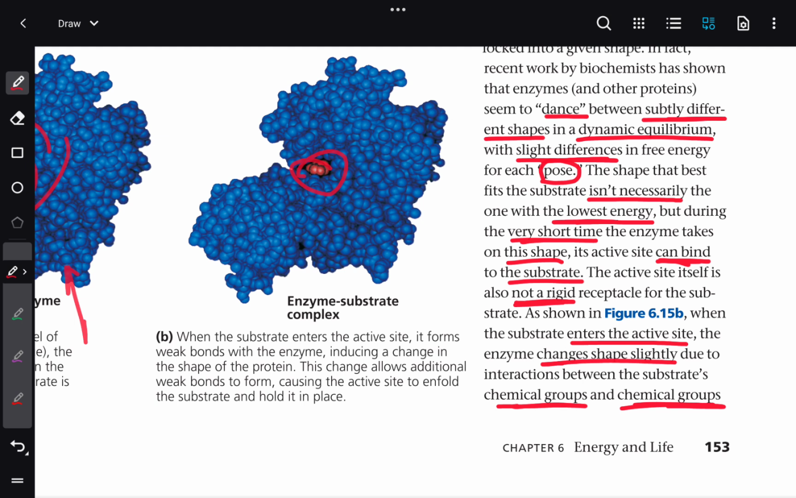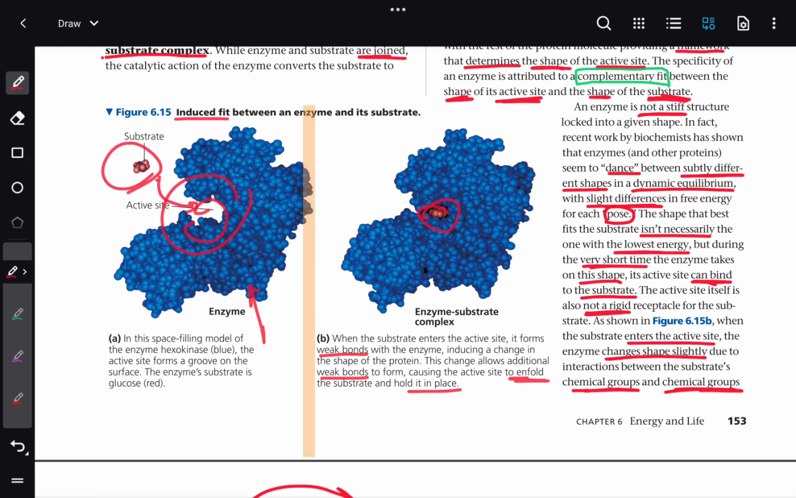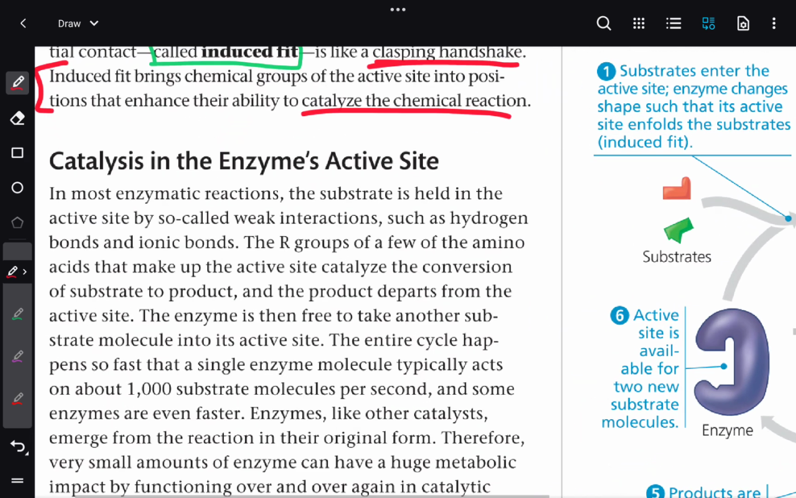Weak bonds. So we have to notice here that the bonds are weak bonds in the enzyme, inducing a change in the shape of the protein. This change allows additional weak bonds to form. So more weak bonds, causing the active site to enfold the substrate and hold it in place. To enfold and hold it in place. So that's so interesting. I mean, it's wow.